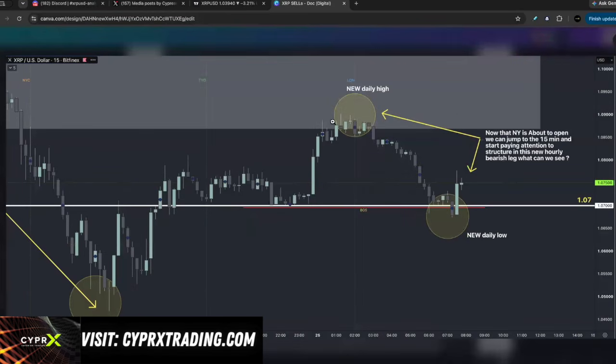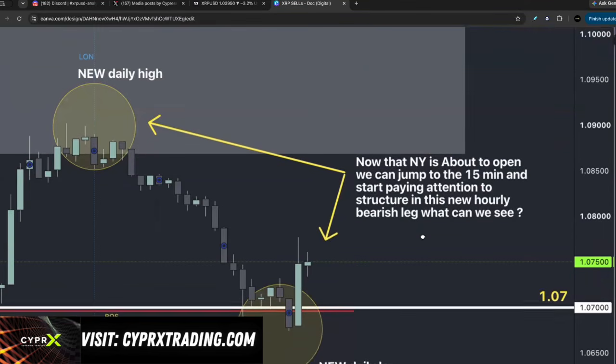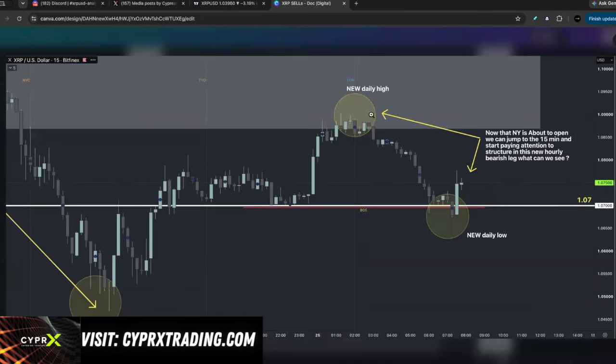So looking at this screenshot, now that New York session is about to open, we can jump down to the 15-minute and start paying attention to the structure in this new hourly bearish leg. And what can we see? Right? So here is now our new structure on the 15-minute, but we know that from A, or this yellow circle, down to B is the new hourly bearish leg.